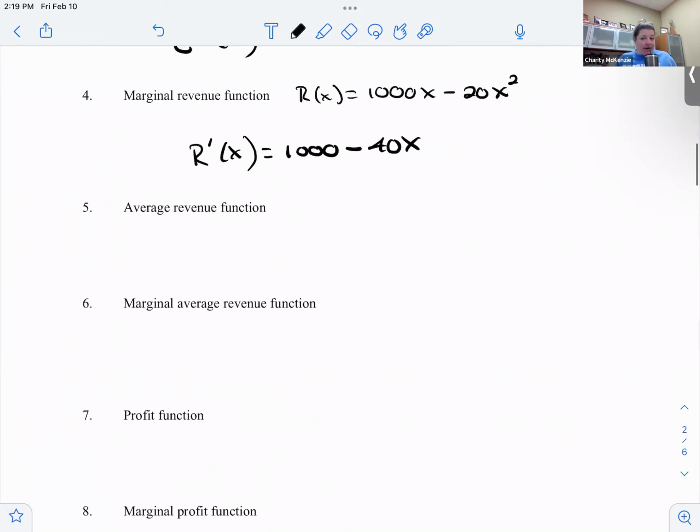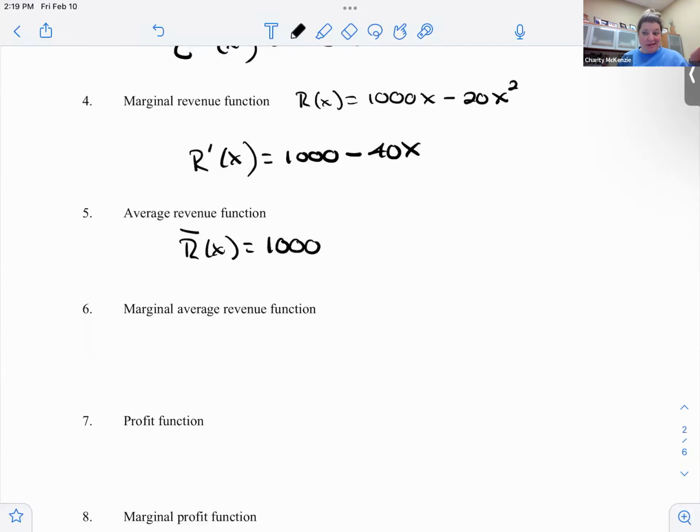Perfect. Now average revenue. So go back to the original and divide each term by x. So the average, I'm going to put the little line on it. My R's always start to look a little like, it kind of looks like that real number symbol. So 1000 divided by x is just 1000. Minus 20 divided by x is 20x. I did not show all my steps. This is business calc. Hopefully you could follow, right? Put an x under this, put an x under this. I get this. Then marginal average revenue function.